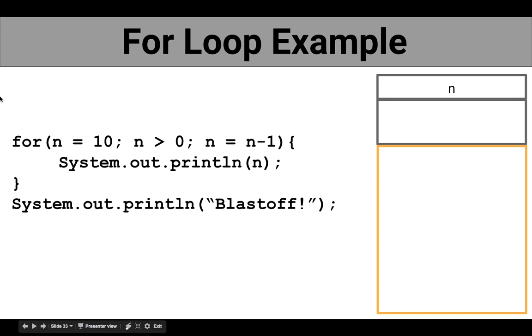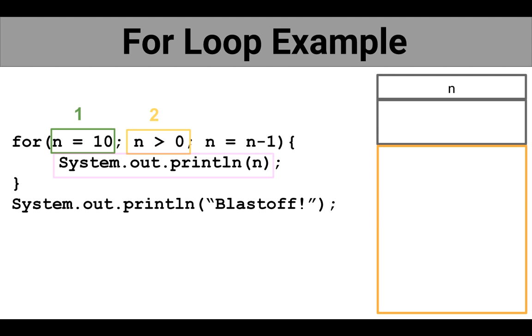All right, so here is our for loop example. And what I want to do is show you the order in which the code executes in a for loop, because it can be a little bit confusing. So the first thing you're going to do is initialize the value. So in this one, n is going to be equal to 10. The second thing you do is test for the condition. You're going to make sure that that condition is valid.